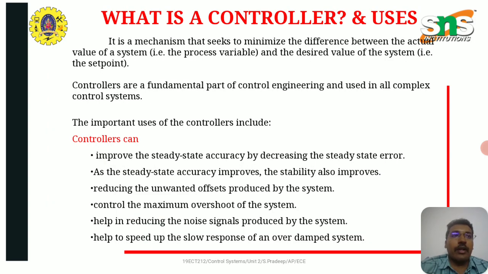What is a controller and what is its use? Controllers are a fundamental part of control engineering and used in all complex control systems. It is a mechanism that seeks to minimize the difference between the actual value of a system and the desired value of the system. The important uses of the controllers include: controllers can improve the steady state accuracy by decreasing the steady state error. As the steady state accuracy improves, the stability also improves.